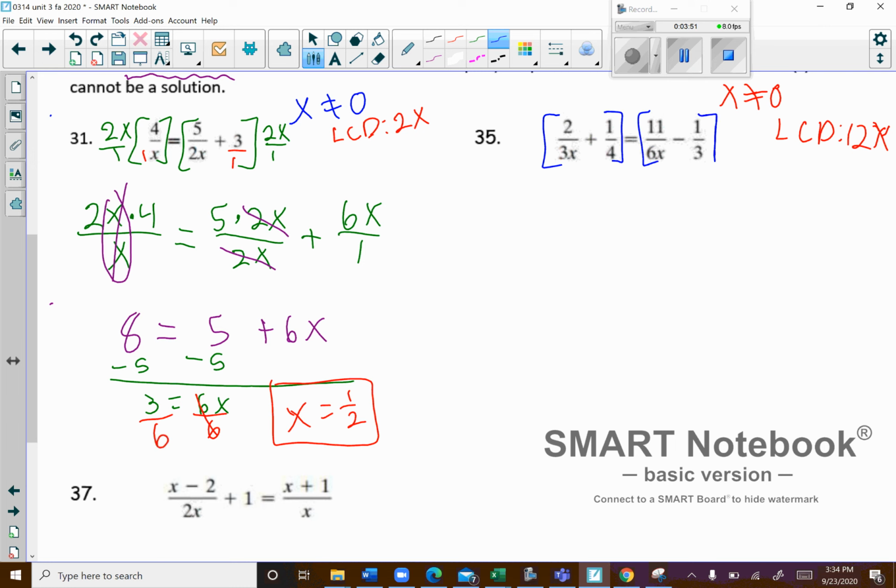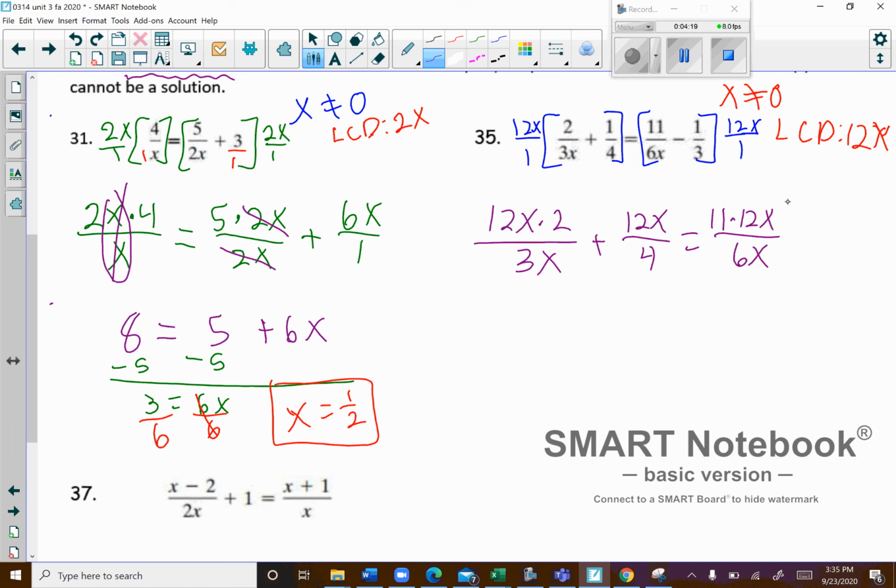I'm going to multiply both sides by 12x, basically, just the numerators. And once again, if you want to multiply them, you can, but I'm going to keep it separate. So let's see what I have here. 12x times 2 over 3x plus, well, 12x times 1. I'll just go ahead and multiply that. 12x over 4. And then equals, 11 times 12x all over 6x. And then minus 1 times the 12x. So I'll just put 12x and then over 3.